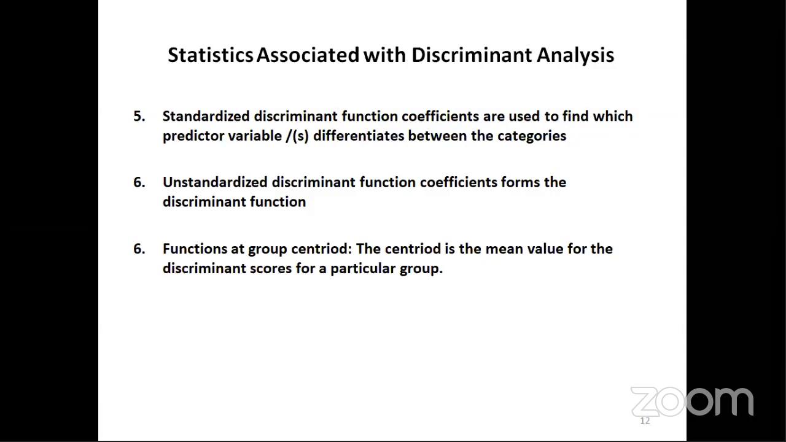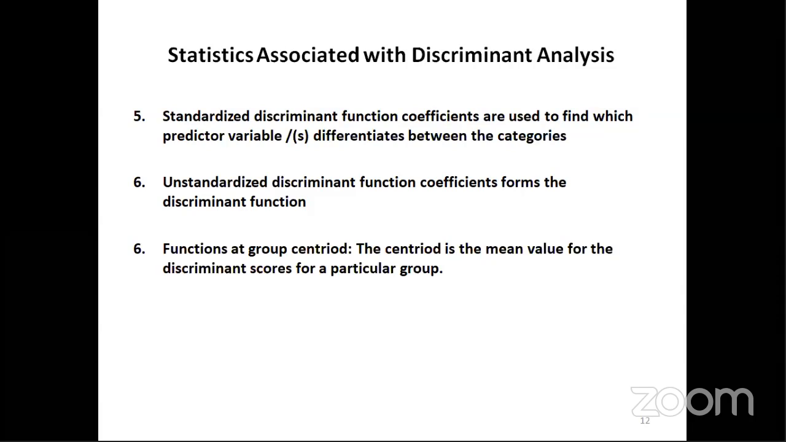Now, the next statistic which is very important is the unstandardized discriminant function coefficient. As already discussed, by using this unstandardized discriminant function coefficient, we are going to develop the discriminant function. By the discriminant function only, we'll estimate the discriminant score, and using the discriminant score, we can classify our object, our respondent, into the different groups given for the dependent variable. So this is the application of the unstandardized discriminant coefficient.